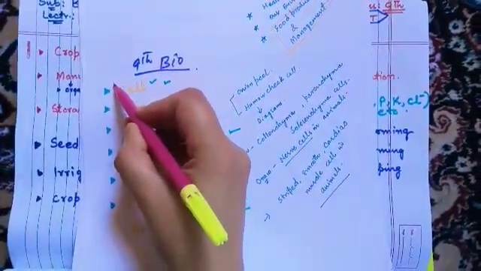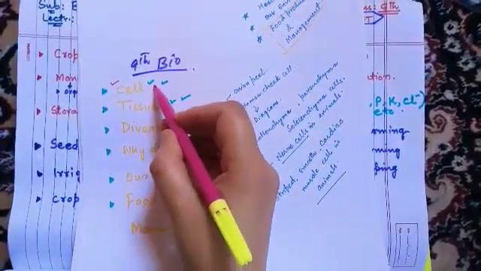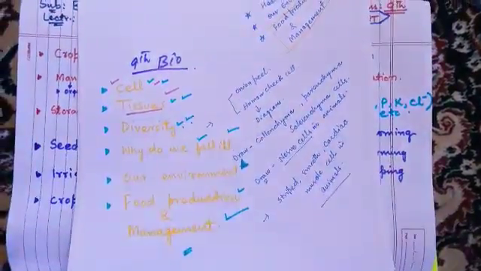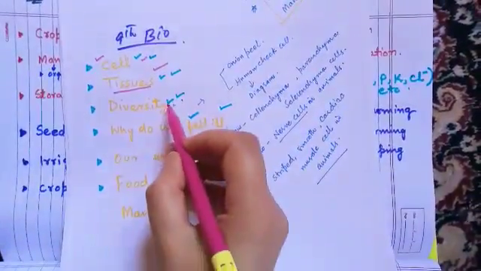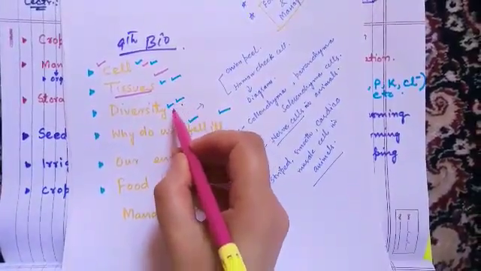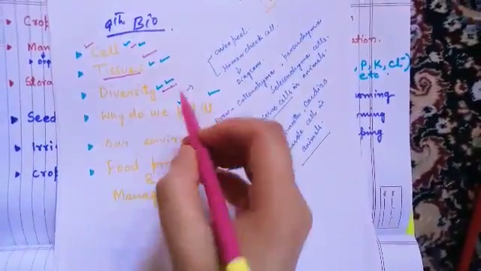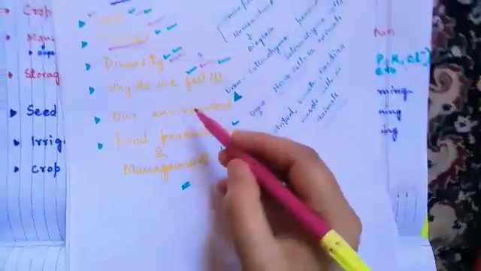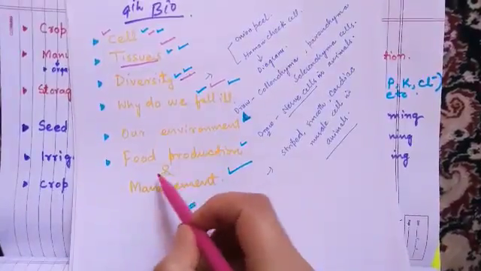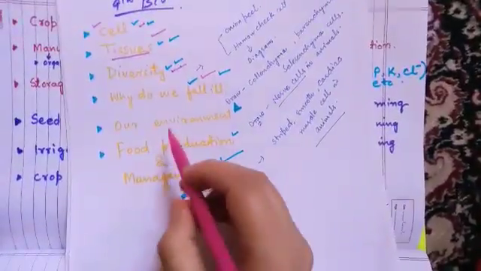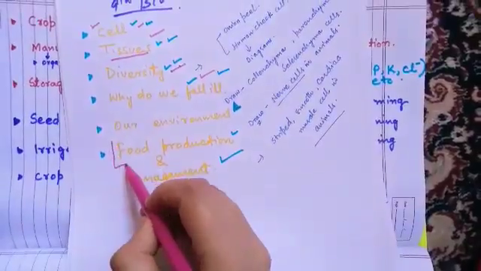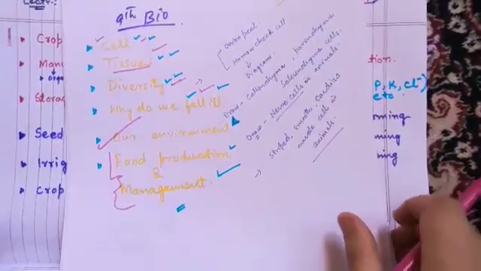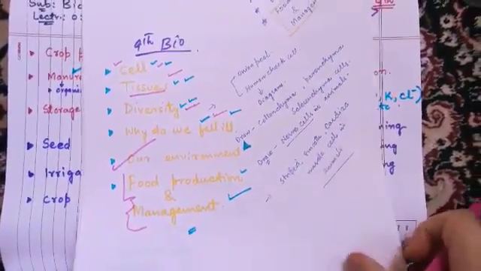The first chapter in your biology was the cell. We have completed it. The next was tissues. We have completed it, both animal and plant tissues. Diversity of life forms in plants, in animals, we have completed it. Why do we fall ill? We completed it yesterday. And now remain these two chapters: environment, and food production and management. We will take food production and management first, and at last we will take our environment, and with that our syllabus will be, inshallah, completed.